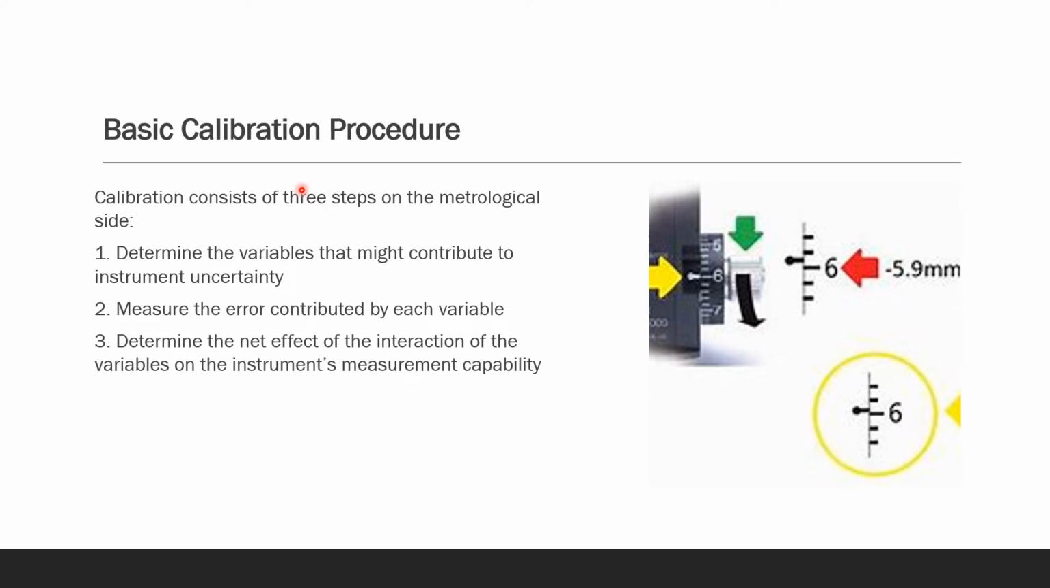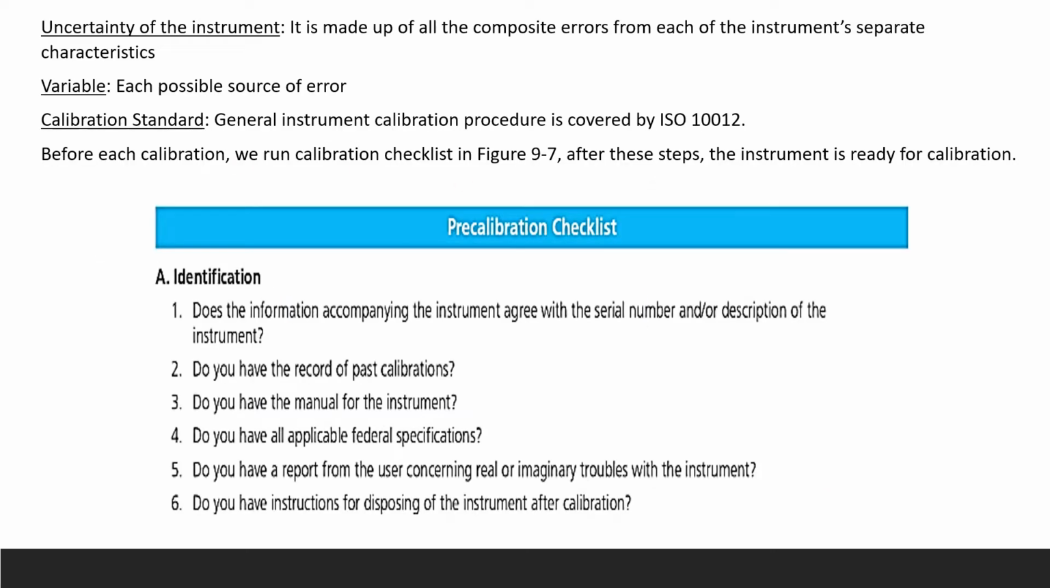Basic calibration procedure. So what's the procedure to calibrate? So calibration consists of 3 steps, okay? The very first one, you're going to determine the variables that might contribute to measurement uncertainty. Second, you're going to measure the error contributed by each variable. So here we get the variables. Second, we get the error for each variable. And then the third, you're going to determine the net effect of the interaction of the variables on the instrument's measurement capability. Okay. So there are 3 steps in the calibration procedure.